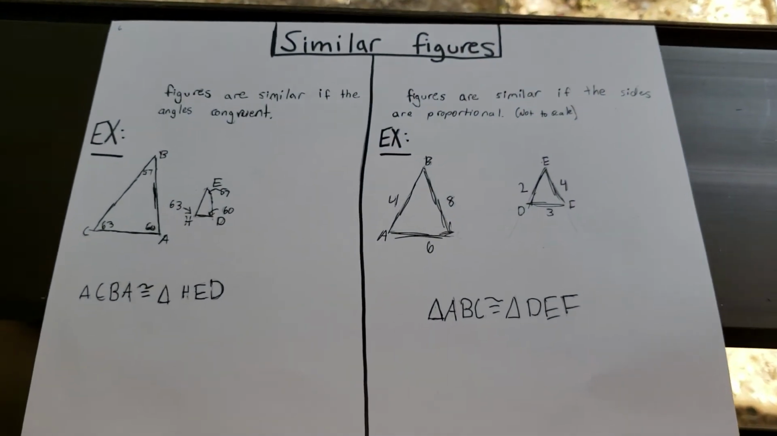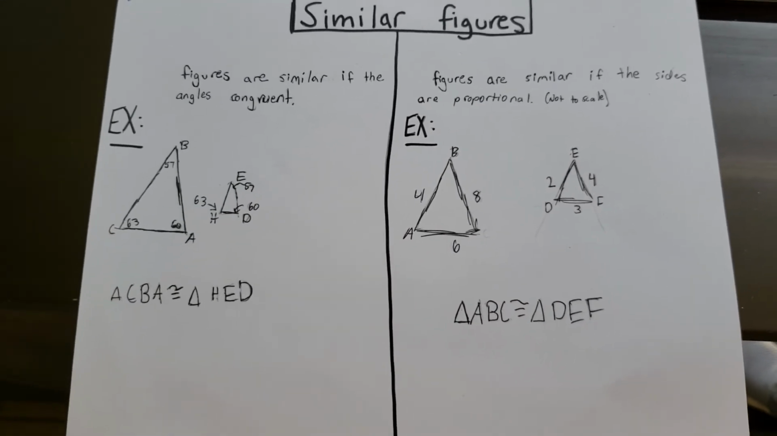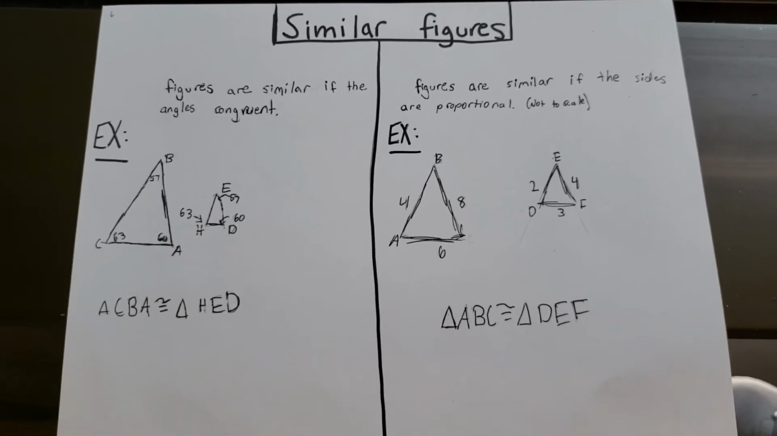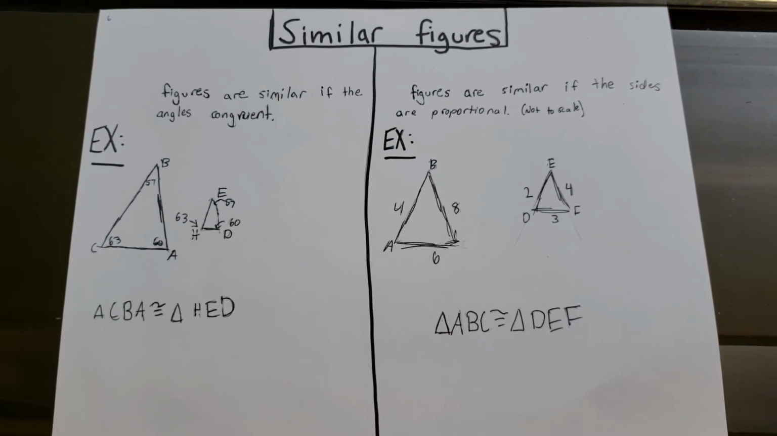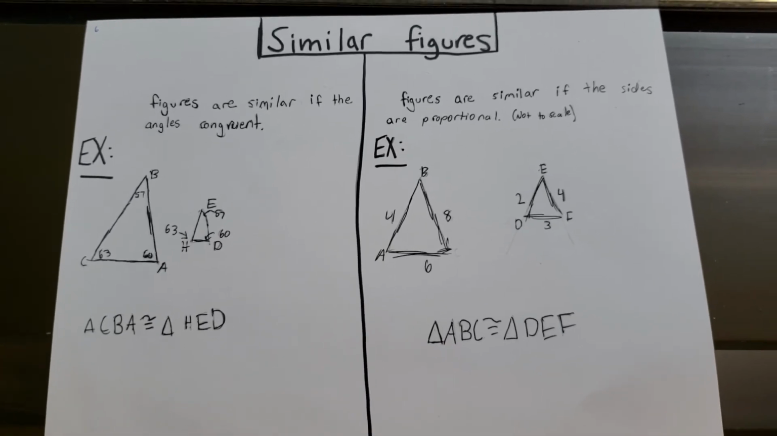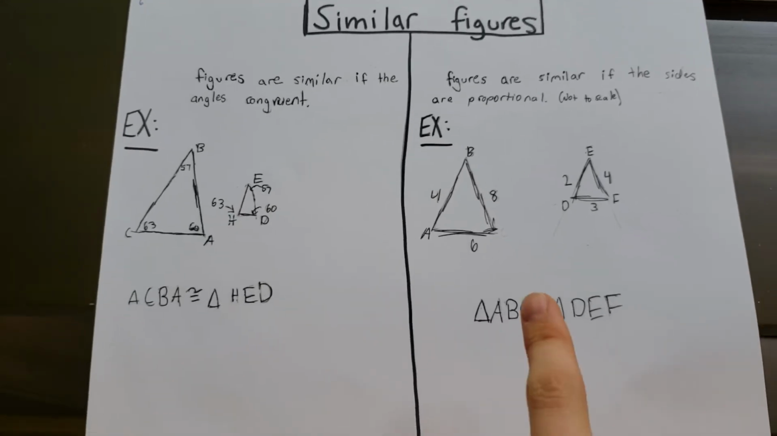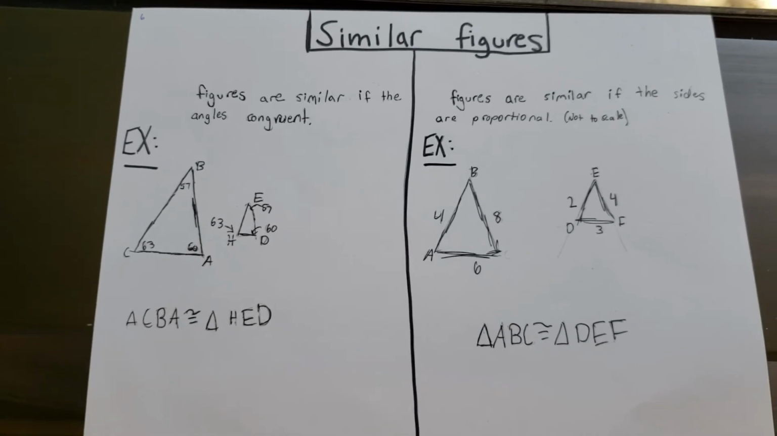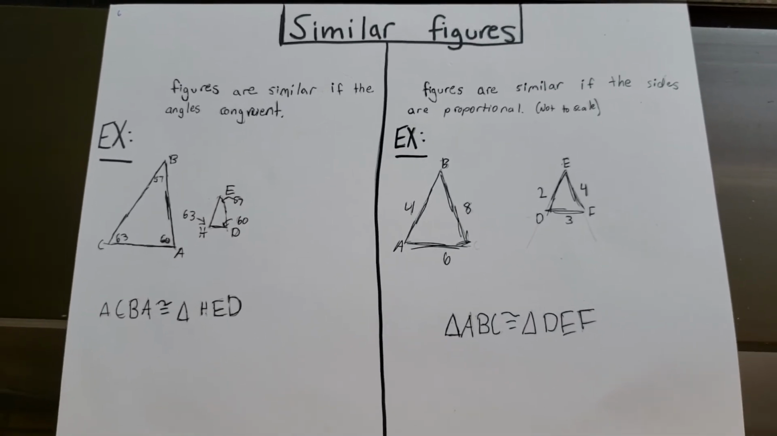Now let's take a look at similar figures. There are two properties when it comes to similar figures. Of course, you can have proportions, but the figures are also similar if the angles are congruent. And the figures are similar if all of the sides are proportional. Essentially, this is the side proportionality theorem, with this being the angle-angle proportionality, with this being the angle-angle similarity theorem.